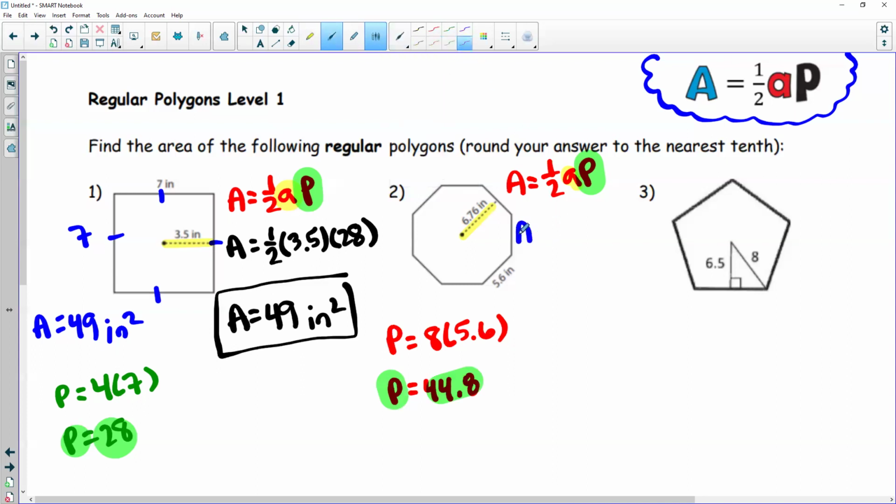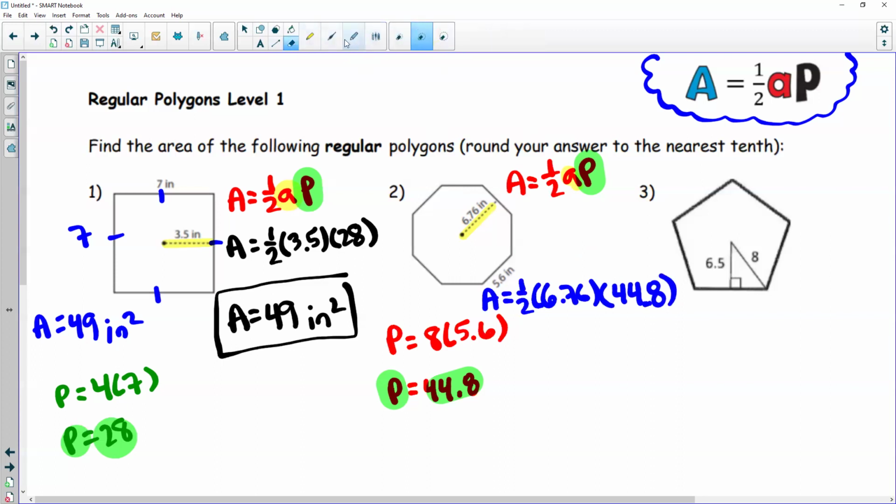So if we plug this in, we're looking at the area is equal to 1/2 times the apothem, which is 6.76, times the perimeter, which would be the 44.8. Okay, let me just move this down because we're running out of space here. So we have times 44.8. And let me write this a little bit neater here. That is a 6.76, that apothem right there. Okay, so that's our area. We just have to multiply 1/2 times the apothem times the perimeter.